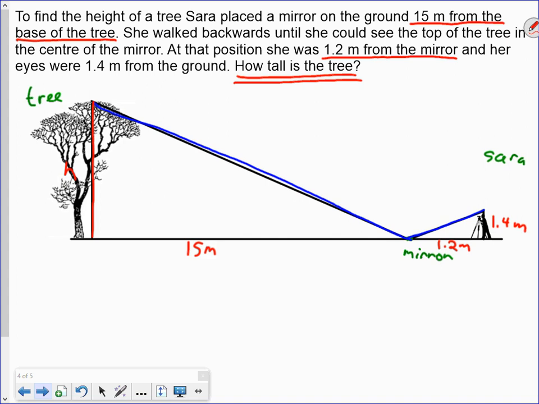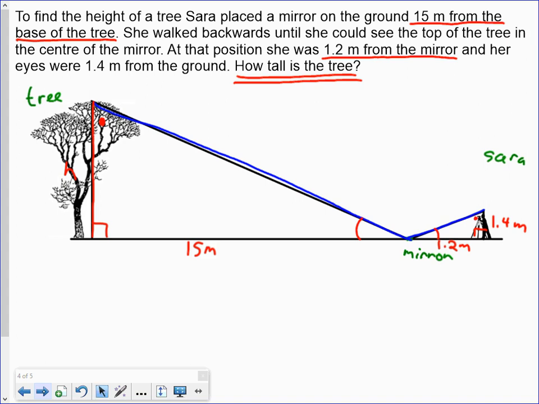Okay, let's match up which angles are equivalent to each other. So this is a right angle, and this is a right angle. If we know a little bit of physics, we know that for a reflection in a mirror, the angle of incidence is equal to the angle of reflection. So those two angles are going to be the same. And that means that this angle up here and this angle in here are going to be the same.